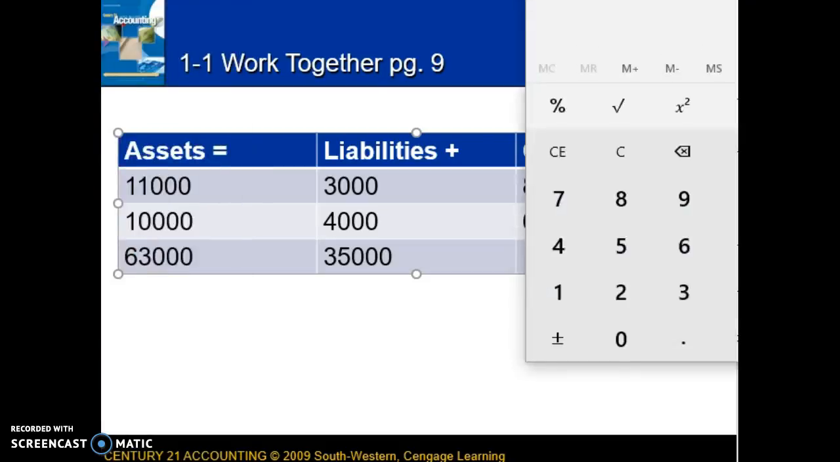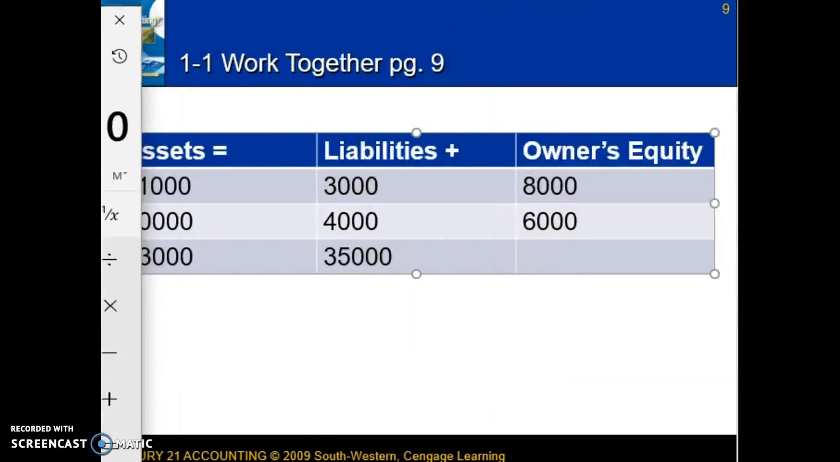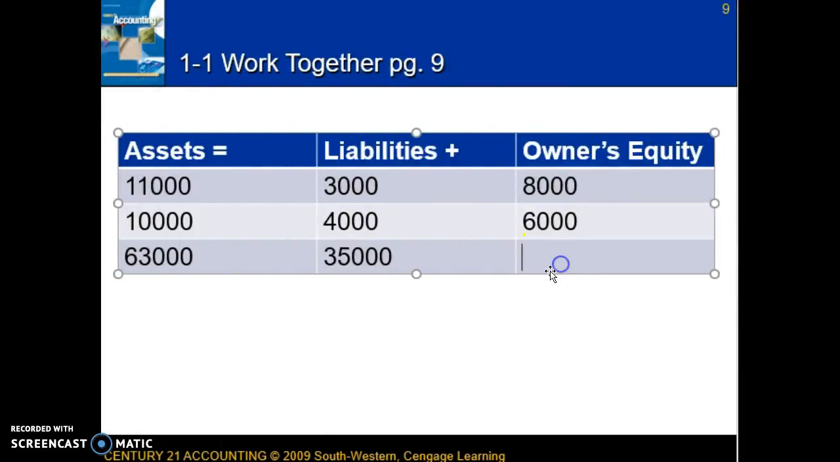I'm bringing up my calculator because I want to make sure I do the next one right. Our next one, we have assets 63,000, liabilities is 35,000. If you subtract those two, you will get your owner's equity. I'm going to do it quickly on here to make sure I don't give you the wrong answer, and you should get 28,000. No shame in using a calculator. So that is the work together.